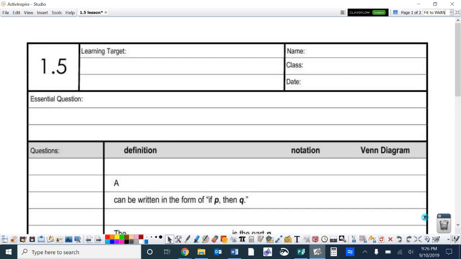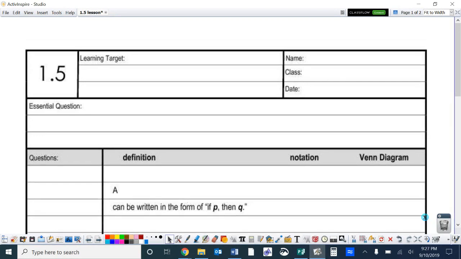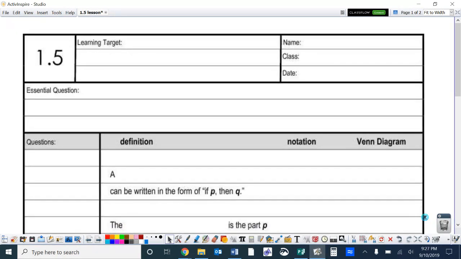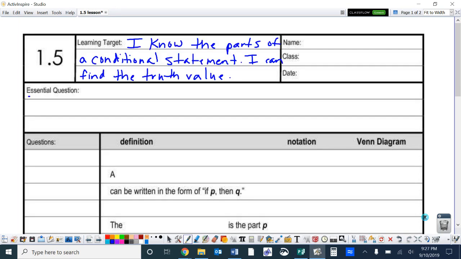In Lesson 1.5, we're going to look at if-then statements. Our learning target today is I know the parts of a conditional statement. We also want to find the truth value of a statement. Our essential question is, how do if-then statements describe mathematical relationships?